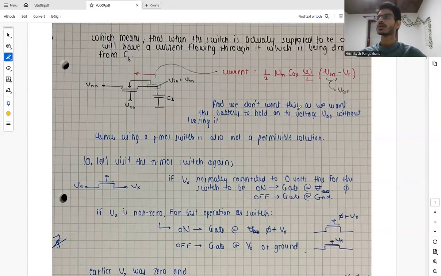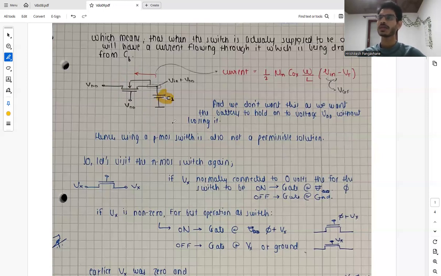Nice, perfect. So yesterday, in the previous video, we saw that if we implement a PMOS, anyhow we have to attach the body to the highest voltage possible. So we figured out that this configuration looks like this: the MOSFET is operating in the saturation region, which means that when the switch is actually supposed to be closed, we will have a current flowing through it, which is being drawn from CB.